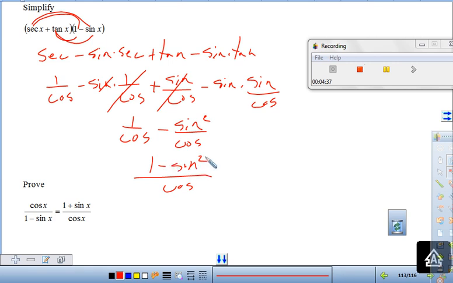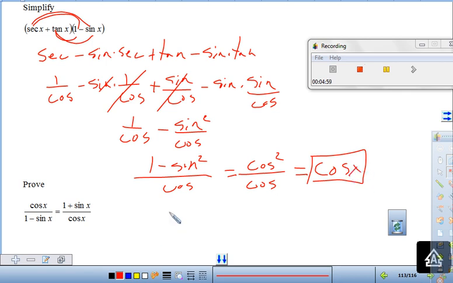And again, I have a sine or cosine squared and a constant of 1 out here. So this, I'm looking at my Pythagorean identities, and 1 minus sine squared is actually cosine squared. And cosine squared over cosine, this will all simply reduce to cosine. And then we can put our symbol back in, in this case, x.